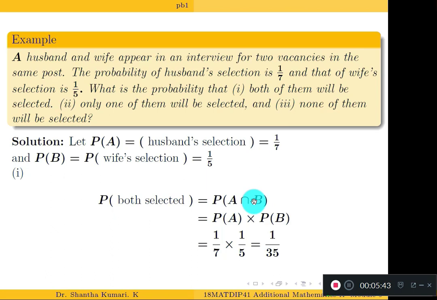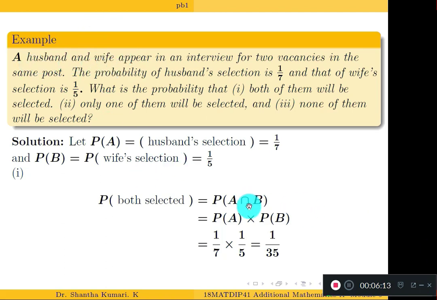For both events, what is the notation? A intersection B. And here, they have not given that A and B are independent, but still, A and B are independently appearing for the interview. When persons are different or when trials are different, we always consider them as independent events. Here they are appearing for the interview, but persons are different, husband and wife. So we take it as independent events.